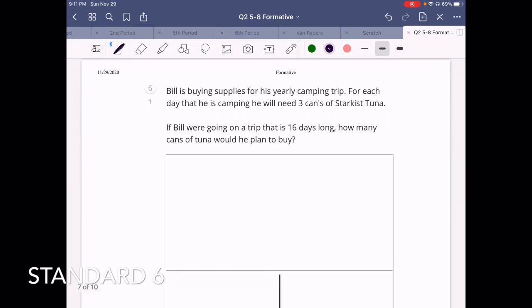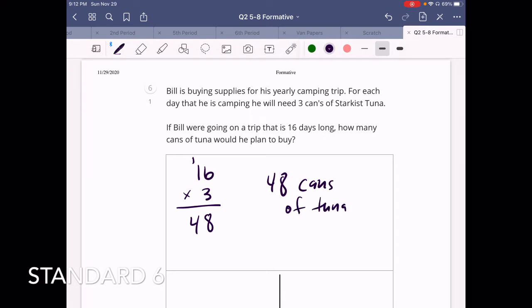All right, Bill is buying supplies for his yearly camping trip. For each day that he is camping, he will need 3 cans of Star-Kissed tuna. If Bill were going on a trip that is 16 days long, how many cans of tuna? Well, 16 days times 3 cans per day. 3 times 6 is 18. Carry the 1. 3 times 1 is 3, plus 1 is 4. 48 cans of tuna.